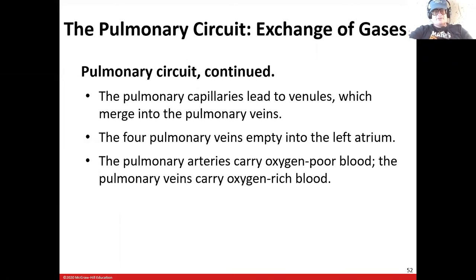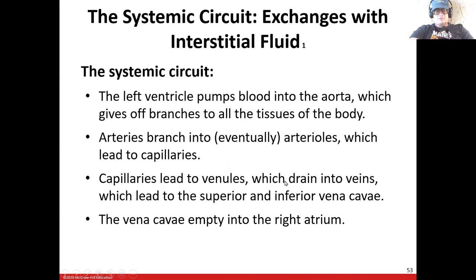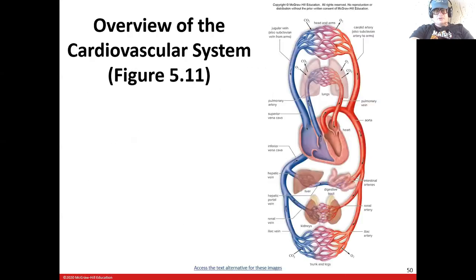The pulmonary capillaries go to venules, which merge into veins. These are high oxygen veins. They're the only place in the body we have high oxygen veins. It's in the pulmonary system. And these pulmonary arteries are low oxygen. These pulmonary veins are high oxygen. These pulmonary veins deliver the blood back to the heart, high oxygen blood to the atria.